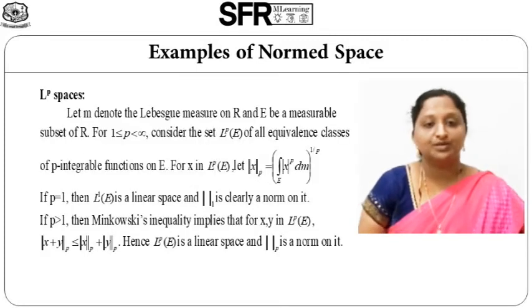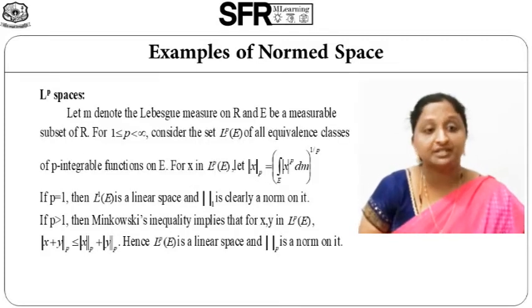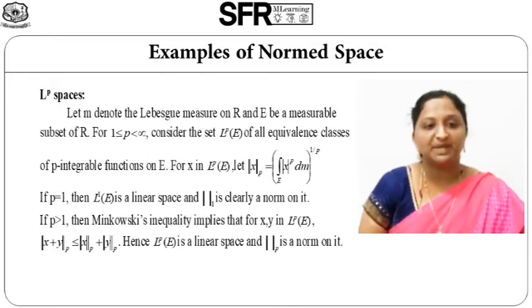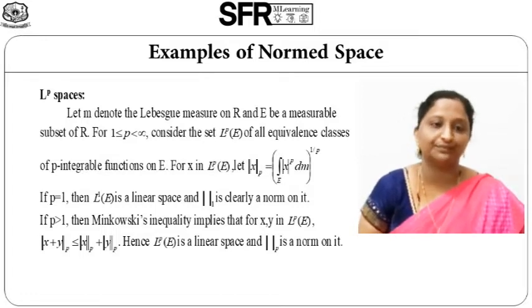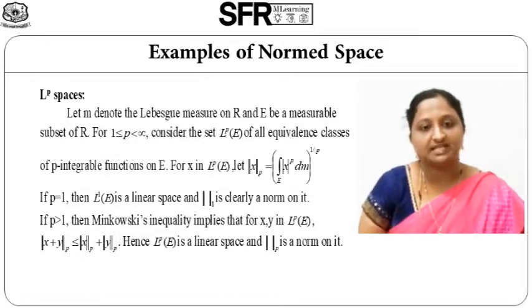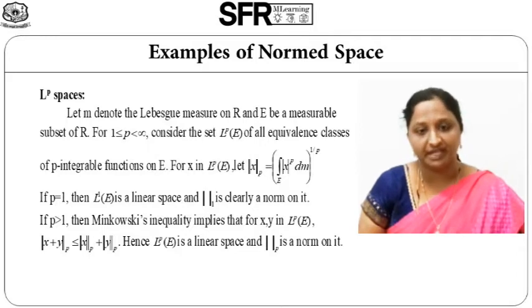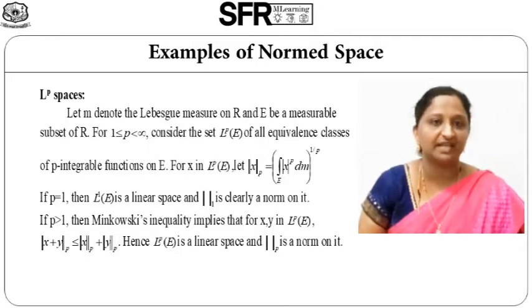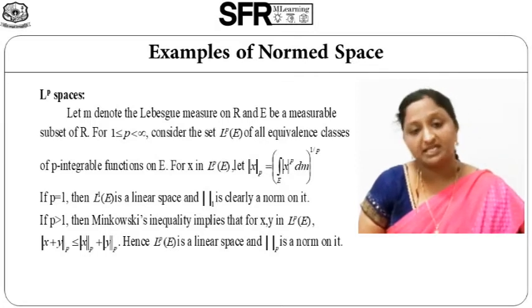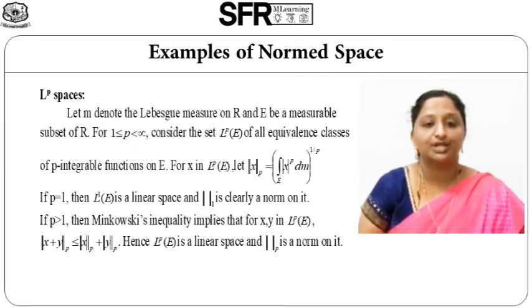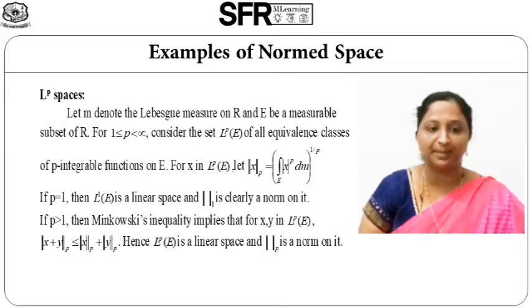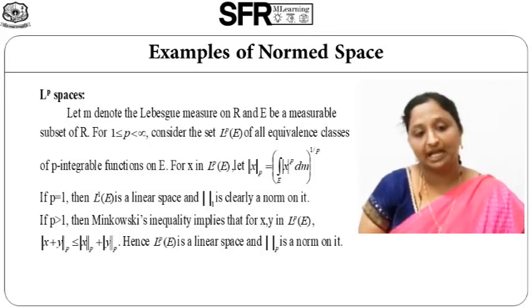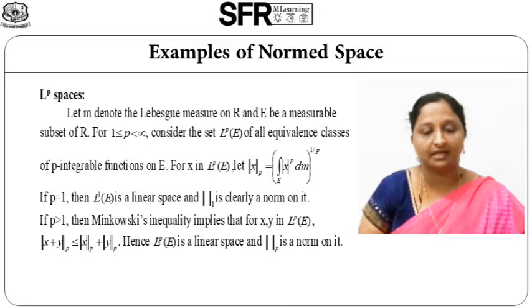The next important example of norm space is from measure and integration: L p spaces. Let m denote the Lebesgue measure on R and E be a measurable subset of R. For 1 less than or equal to p less than infinity, consider the set L p of E of all equivalence classes of p integrable functions on E. For x in L p of E, let norm x p be equal to the integral over E of modulus of x power p dm, the whole power 1 by p. Again, we consider the cases p equal to 1 and p greater than 1. If p equal to 1, L 1 of E is a linear space and norm 1 is clearly a norm on it.